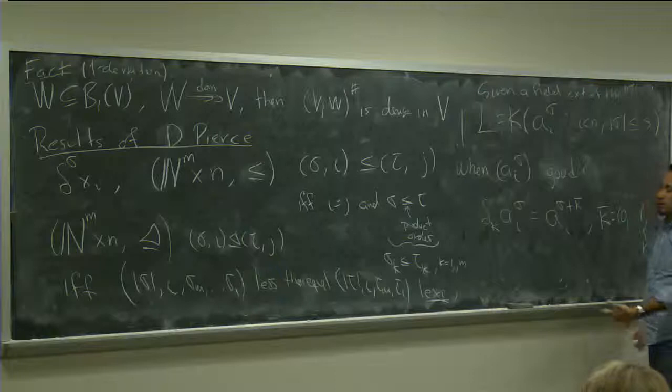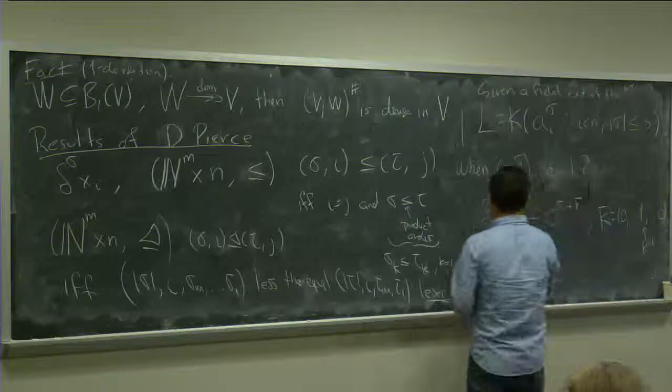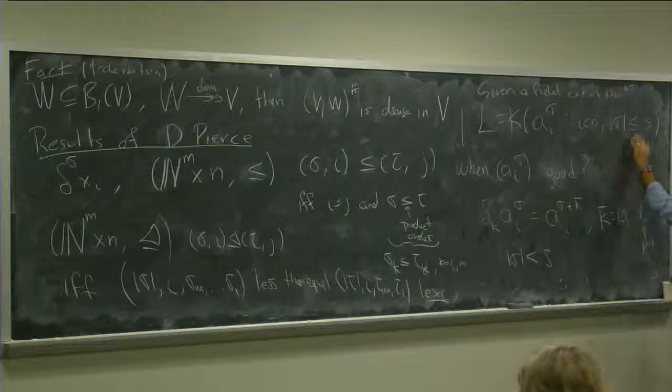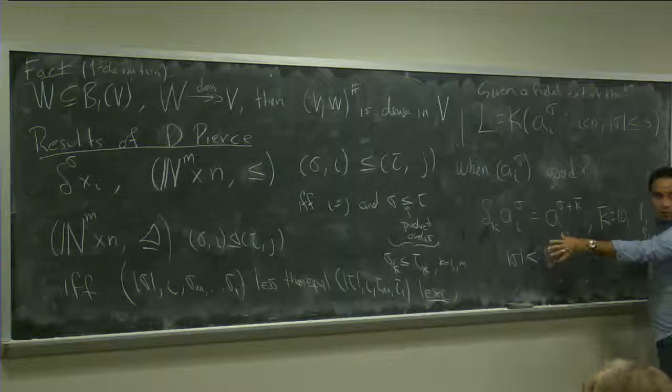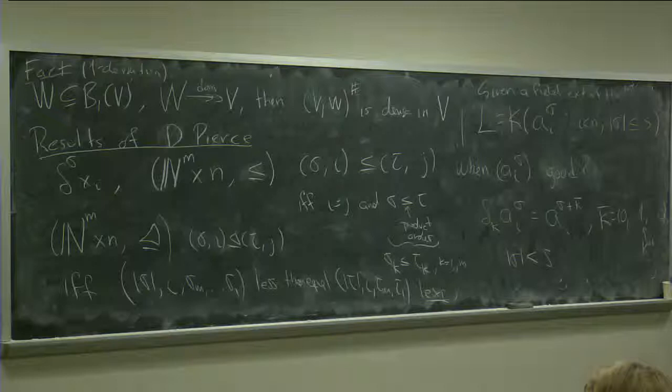And by the way, you can only do this when the order is strictly less than this. So this tuple goes all the way to the order being equal to s, but in order to talk about these, I really need the sigma to be not top order. Is that clear?